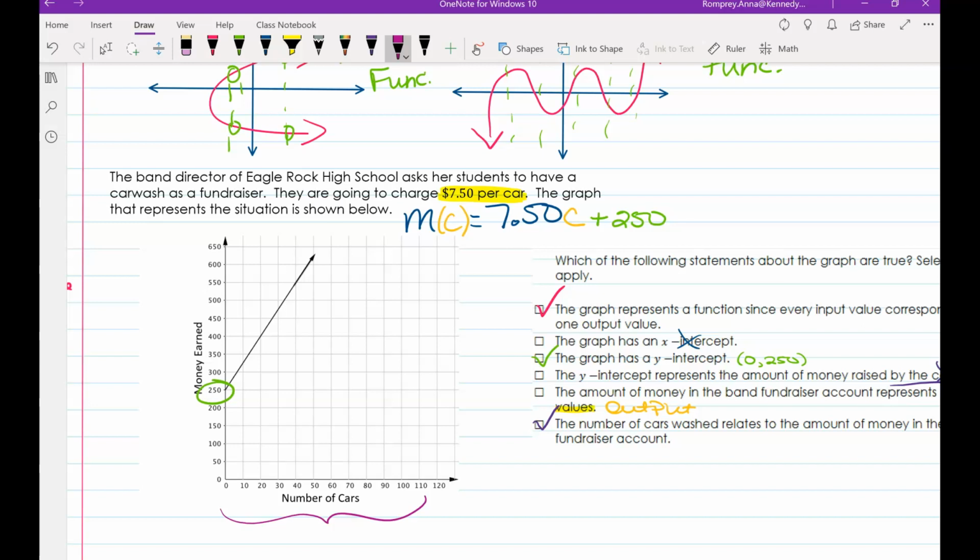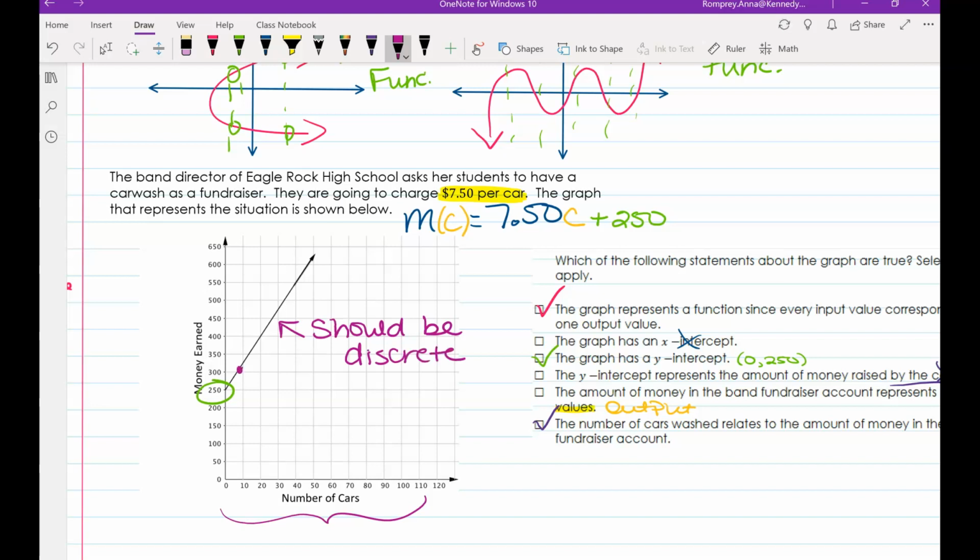Can I wash 10.2675 cars? I'm pretty sure somebody's going to be really mad at you if you only wash part of their car. So this should not be continuous. This should be a discrete graph.